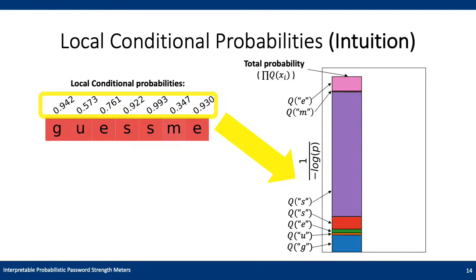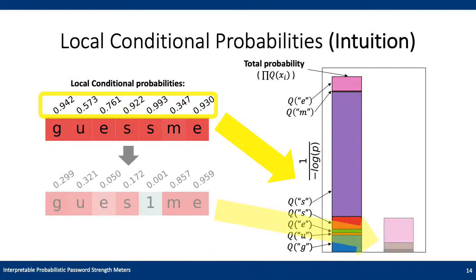In this example, the plot shows that most of the mass of the password is maintained from the second S in the string. Therefore, by perturbing such high probability character, we can drastically reduce the joint probability of the password. That is, we can make the password stronger.